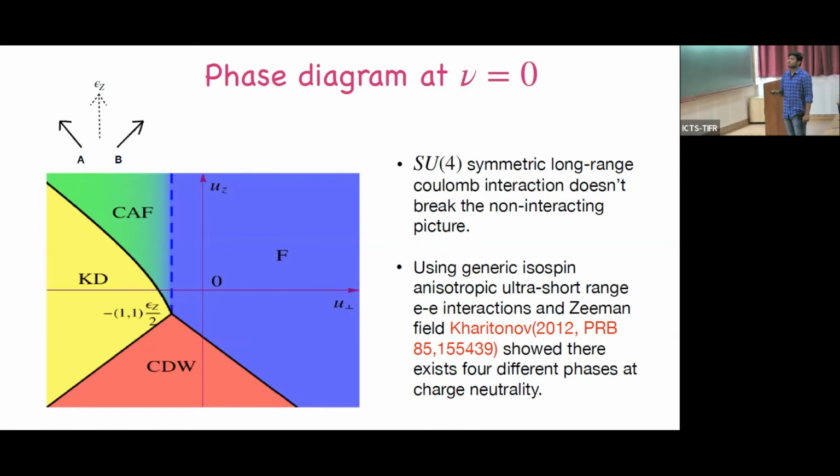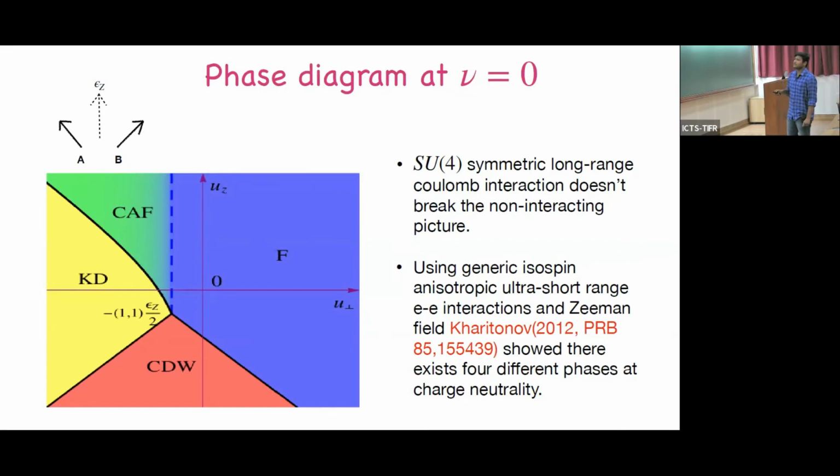So using those interaction parameters, let's say the in-plane anisotropic interaction and the perpendicular-to-the-plane anisotropic interaction, what he found is that you get a rich phase diagram in the nu equal to 0 case. These two phases are spin singlet. So for this experiment, we only think about these two phases.